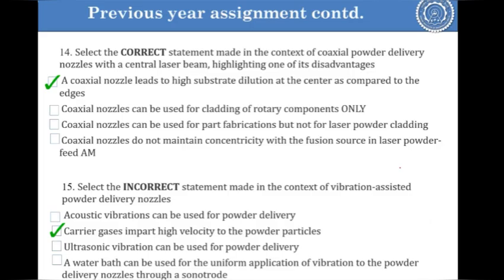Acoustic vibration can be used for powder delivery. Yes. Ultrasonic vibration can be used. Yes. Water bath can be used. Carrier gases impart high velocity to the powder particles is not true in the context of vibration assisted powder delivery, because there the carrier gas is not used to carry the powders.